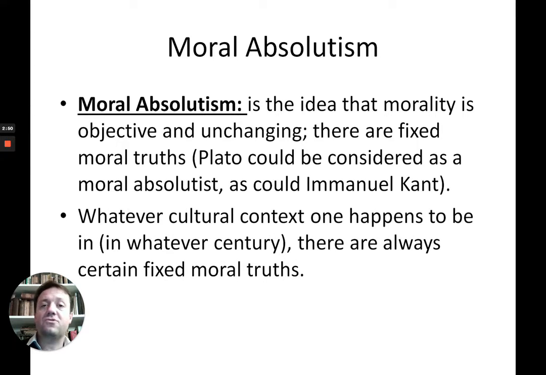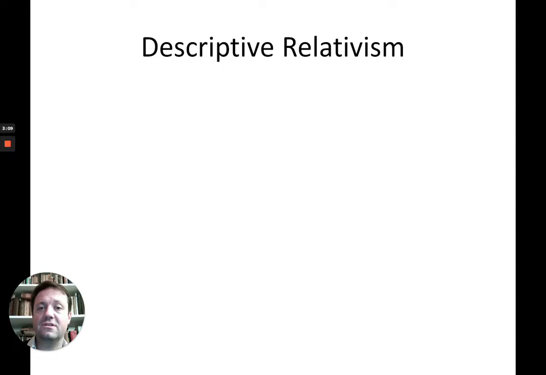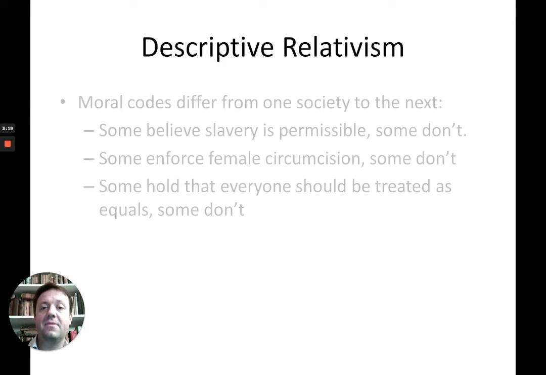So whatever cultural context you happen to be in, if you are a moral absolutist, there are certain fixed moral truths. And it might be, for example, that a culture possesses none of these moral truths and that they're entirely morally ignorant. That is one potential consequence of being a moral absolutist. But let's now return to relativism. And firstly, let's look at what is known as descriptive relativism.